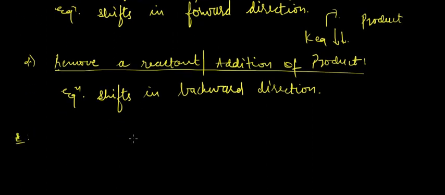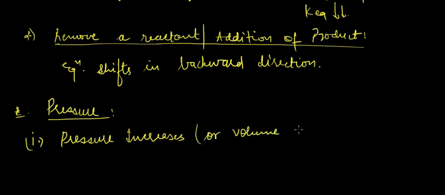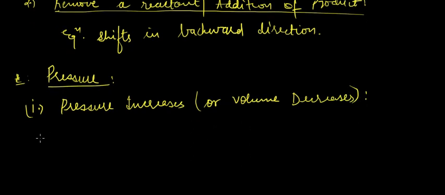The second condition is, what about changes in pressure conditions? So let's say we are increasing or decreasing pressure. First, let's take what happens when pressure increases, or in other words, volume decreases. In this case, if delta ng is 0, then we can say that there would be no effect.